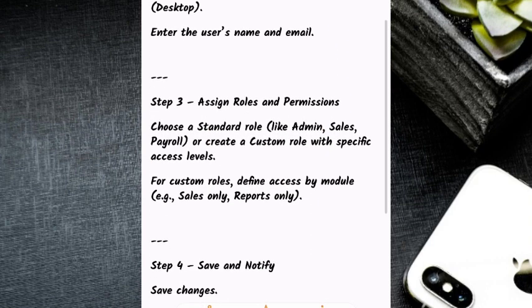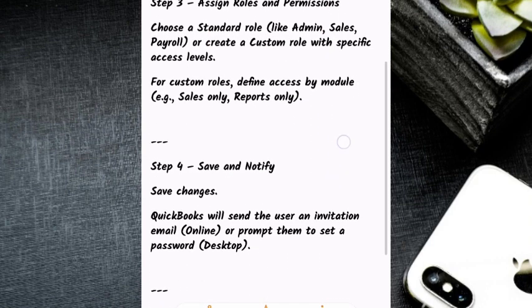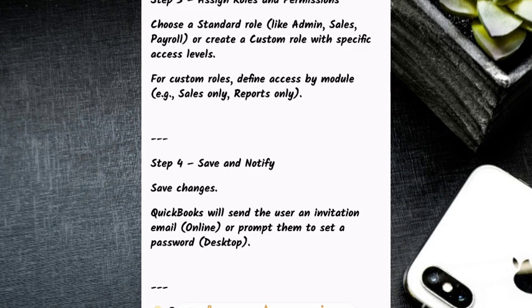Next is to assign roles and permissions. You're going to choose a standard role like admin, sales, or payroll, or you can just create a custom role with specific access levels. For custom roles, you want to define access by module, that is sales only, reports only.